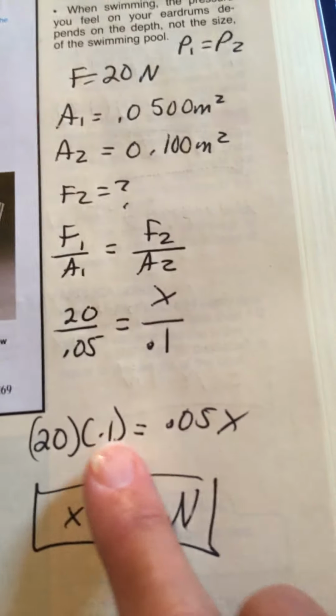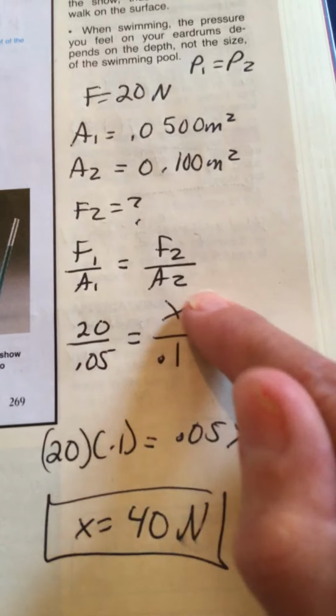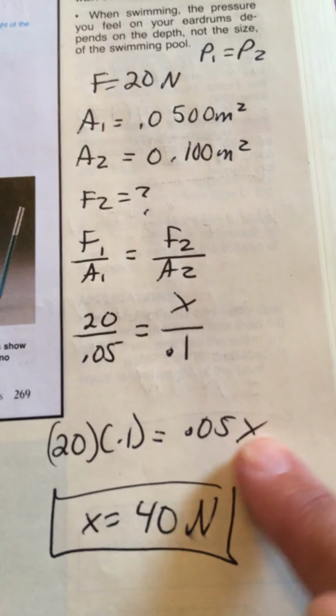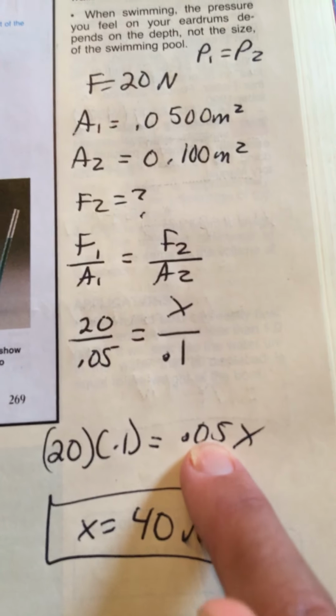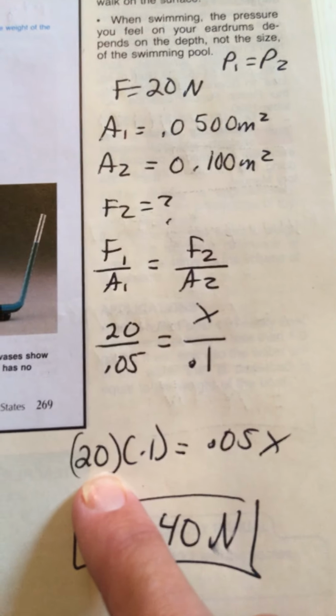So 20 times 0.1 equals 0.05 times x. Why is x not alone? It is being multiplied by 0.05, so divide both sides by 0.05. So on your calculator, you would do.